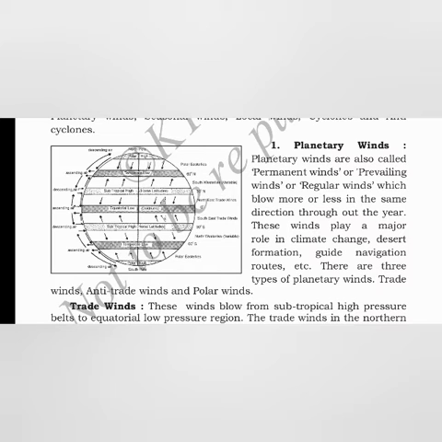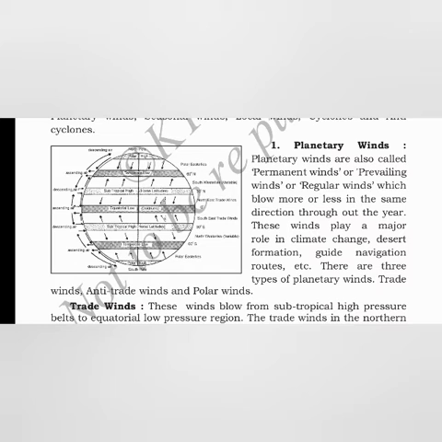And look at the following picture, in which we can find three types of planetary winds. That is trade winds, anti-trade winds and polar winds. Please note this point in your textbook. First one, trade winds. The trade winds are also called commercial winds.